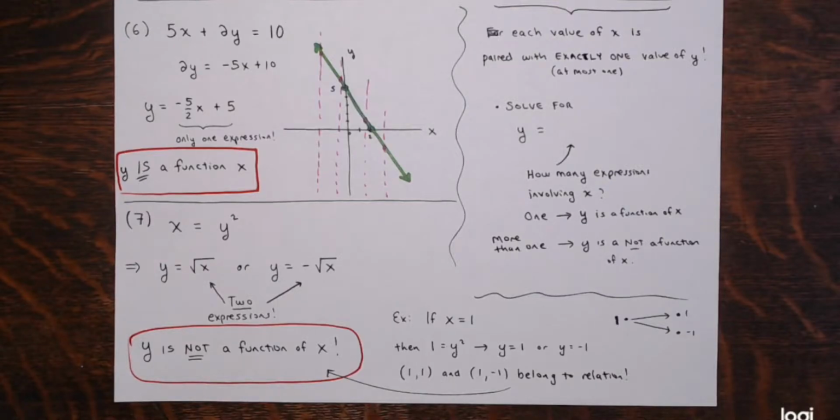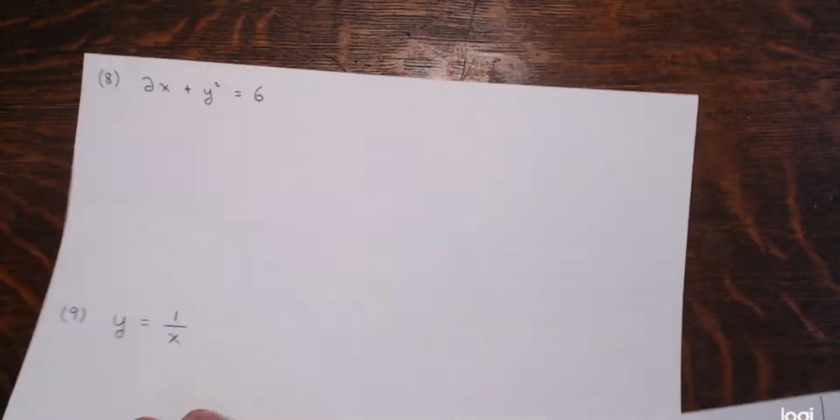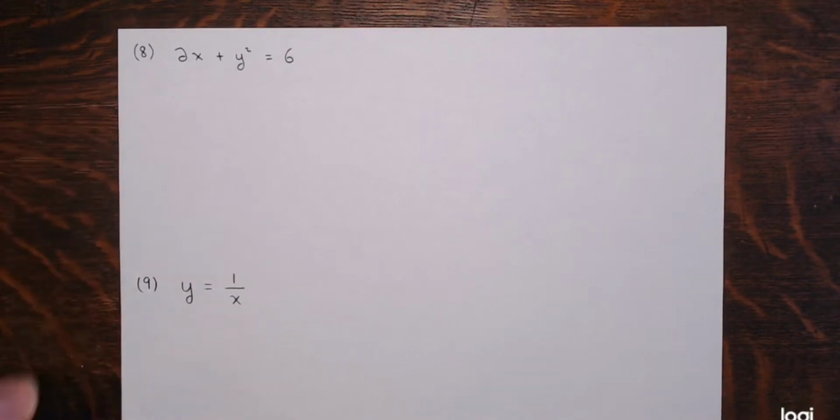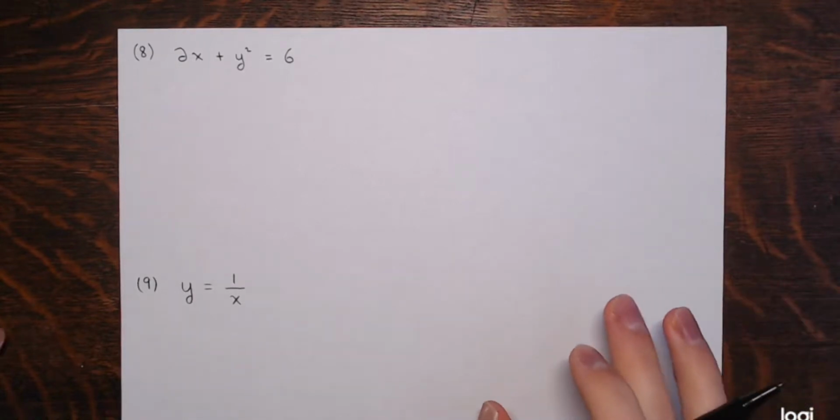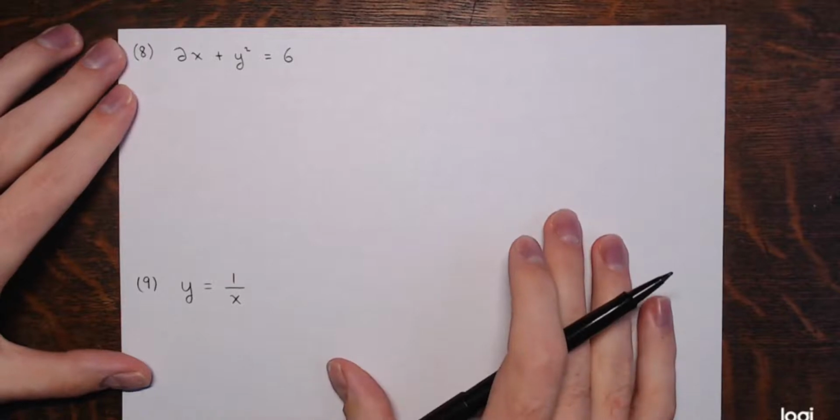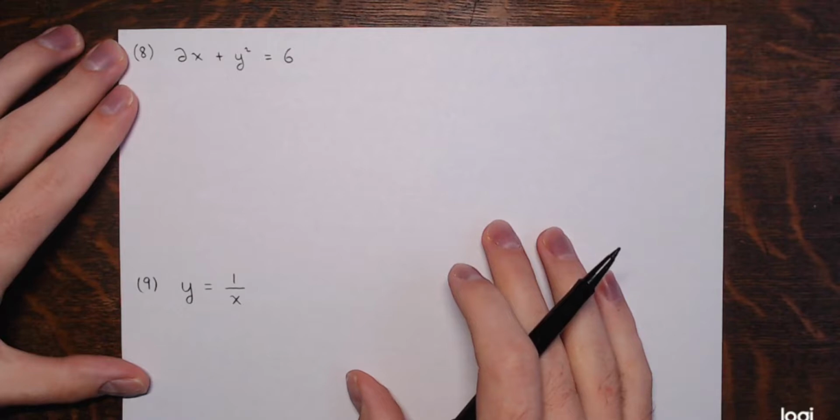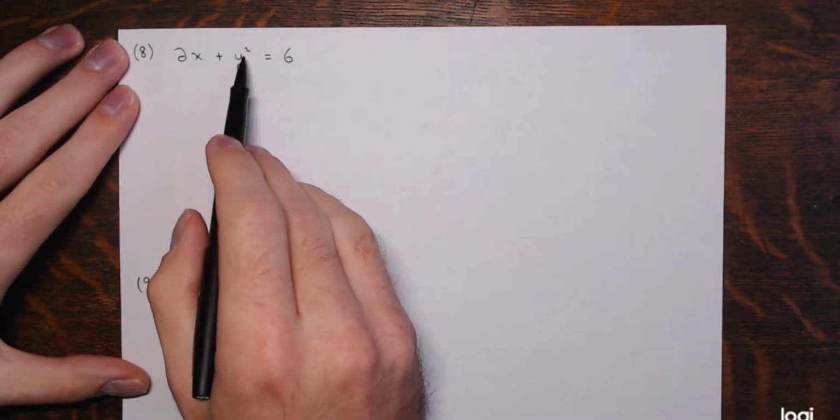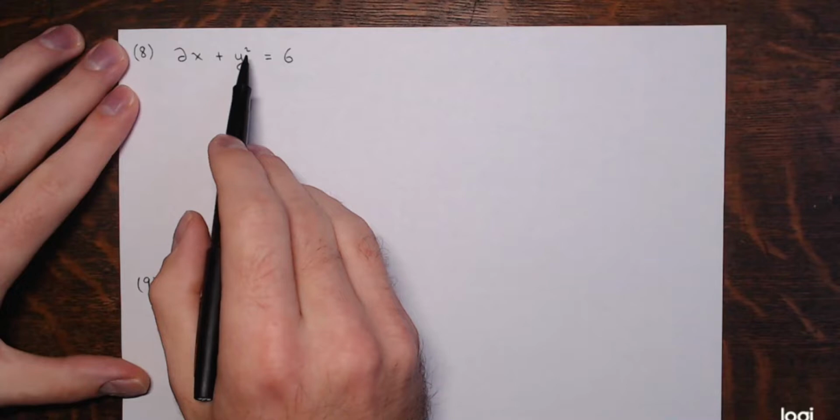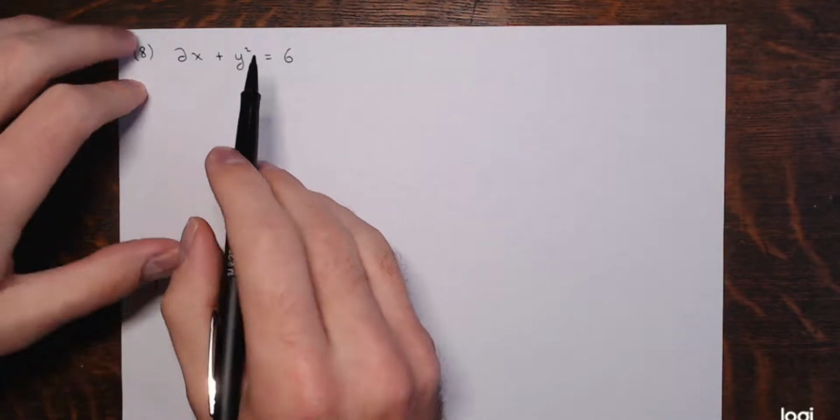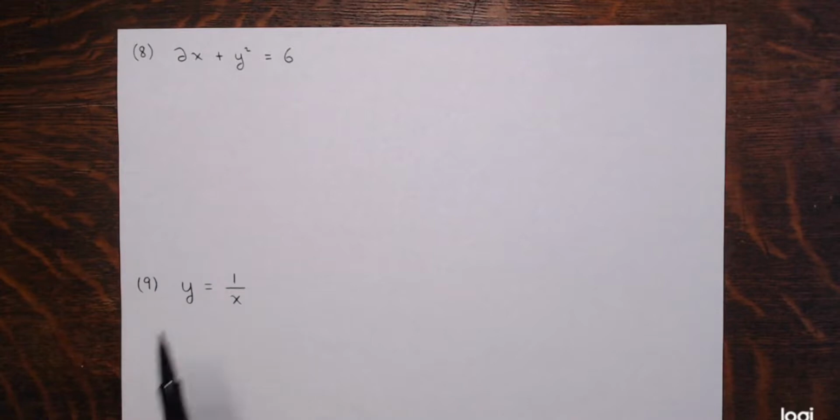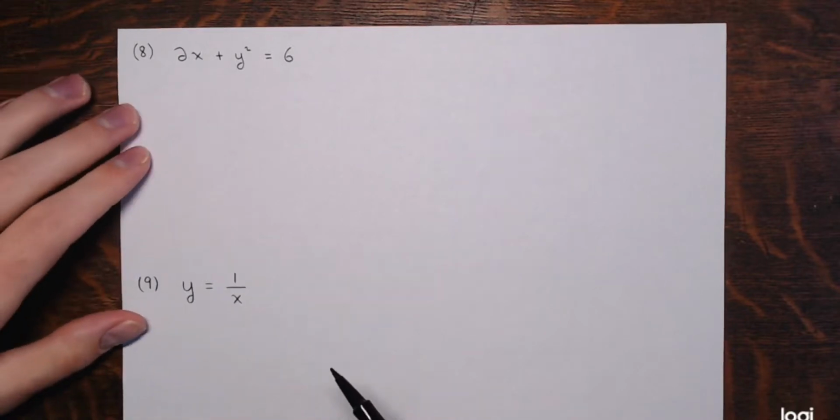I'm doing that again with basically I think the rest of the video. A bunch of examples. All right. So here, again, I'm going to try first to solve for y and see, do I get just one expression involving x or more than one expression involving x that y could be equal to. Here again I have a y squared, so you can probably guess that just like in example 7, y is not going to be a function of x.